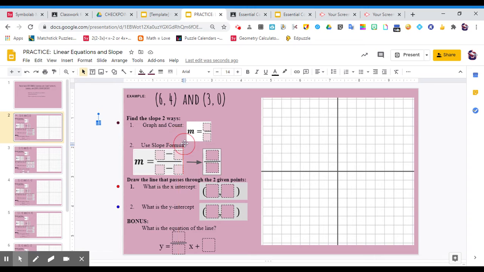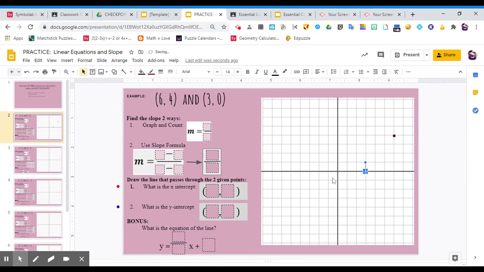Okay. So the first point is at 6, 4. So I'm going to go over 1, 2, 3, 4, 5, 6, and up 4. All right, so I placed my first point. Now we need to place our second point, 3, 0. So that means we're going to go over 3, 1, 2, 3, and up 0.